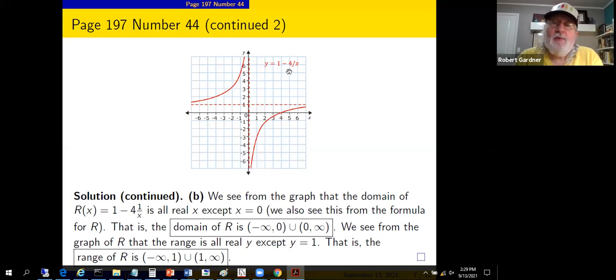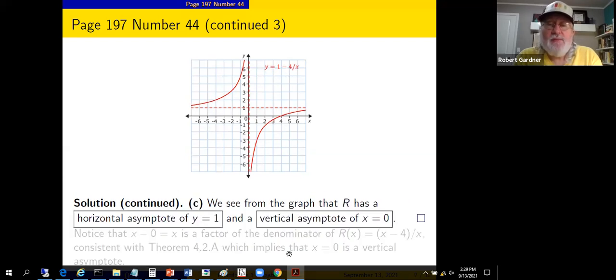The only way y could equal 1 is if this term were 0, and this term can't be 0, because the only way a quotient can be 0 is if the numerator is 0, and the numerator ain't 0, it's too busy being -4. So algebraically, there's no way to get 1 out either. And so that gives us the domain and the range.